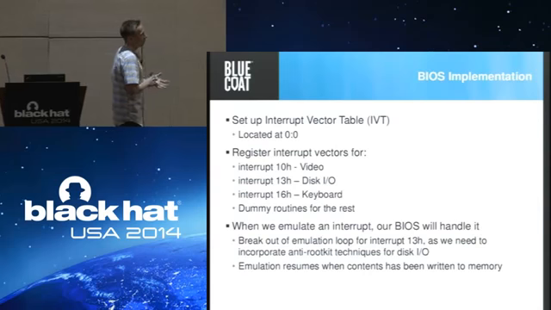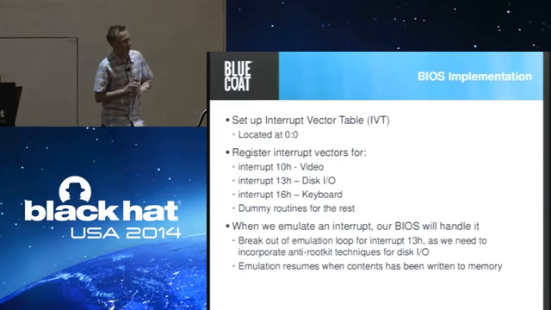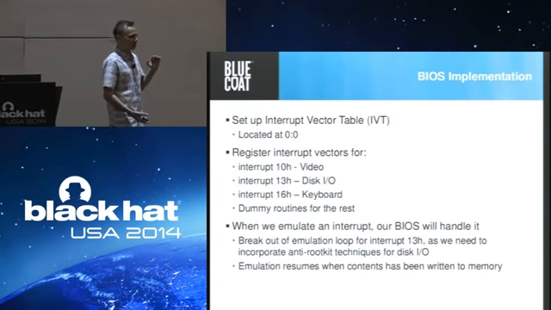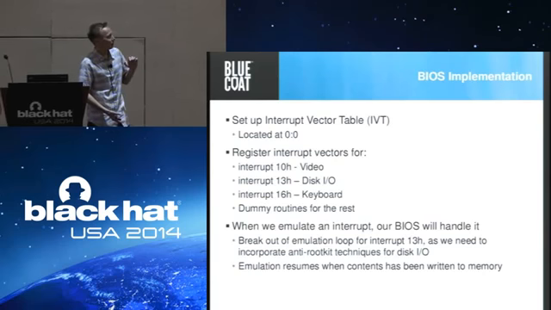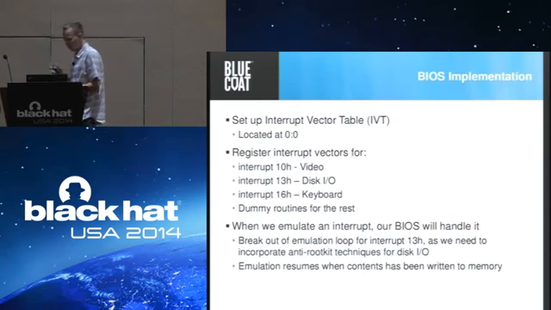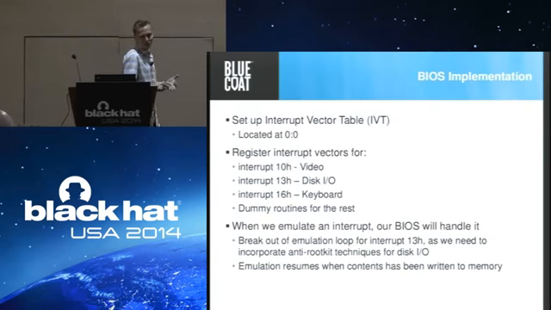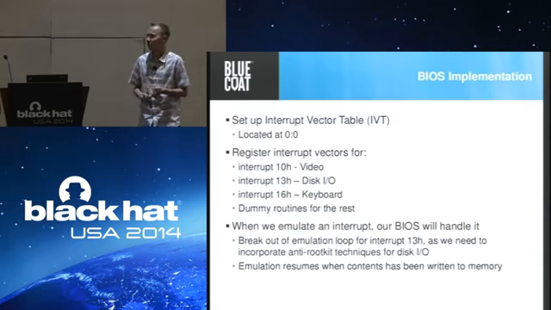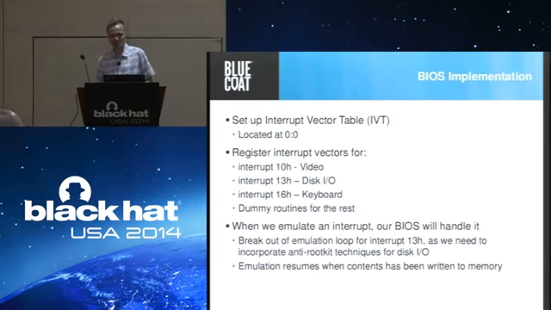So the init code will set up the interrupt vector table, which is located at address 0. This is a structure that holds all of the interrupt handlers. So it's very much similar to the IDT in protected mode, with DOS used and all that. So we register interrupt handlers for video, disk.io, and keyboard. Those are the ones we're interested in, pretty much. And for the rest of them, you just register dummy routines that would just issue an IRET, just to make sure that emulation continues. They don't really do anything.